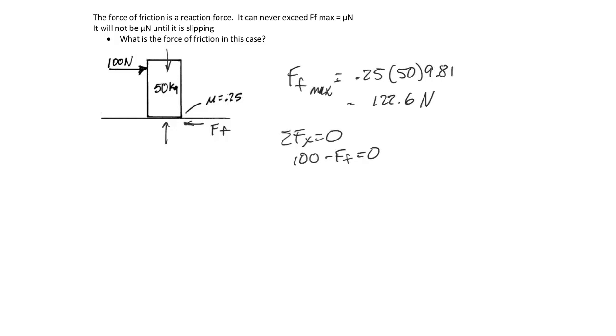So how do I know if it's moving or not? Well, I need to have at least 126 newtons to make it move. I'm only pushing with 100. Therefore, the force of friction in this case is just a reaction force. That means this box is in equilibrium as it sits, and then the force of friction is just equal to 100 newtons.